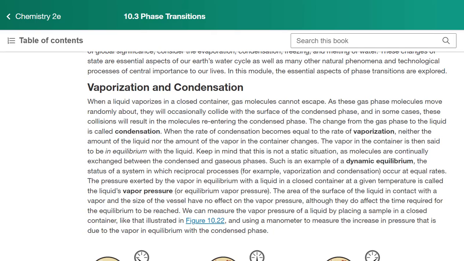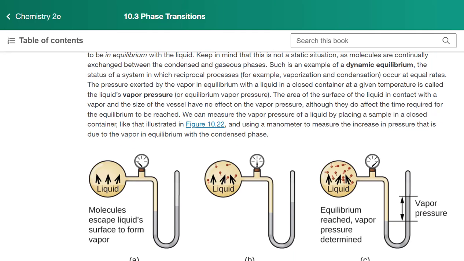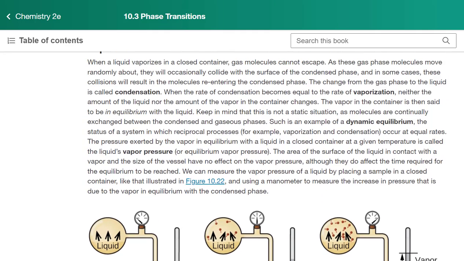And equilibrium is something that will be explored in more detail in the next semester. But the idea here is that we have this transition from one phase to the other at the same time that the reverse is going on. So we have condensation happening at the same time as vaporization is occurring. And if we allow this to reach what we call equilibrium, we'll have a certain amount in one phase versus the other.